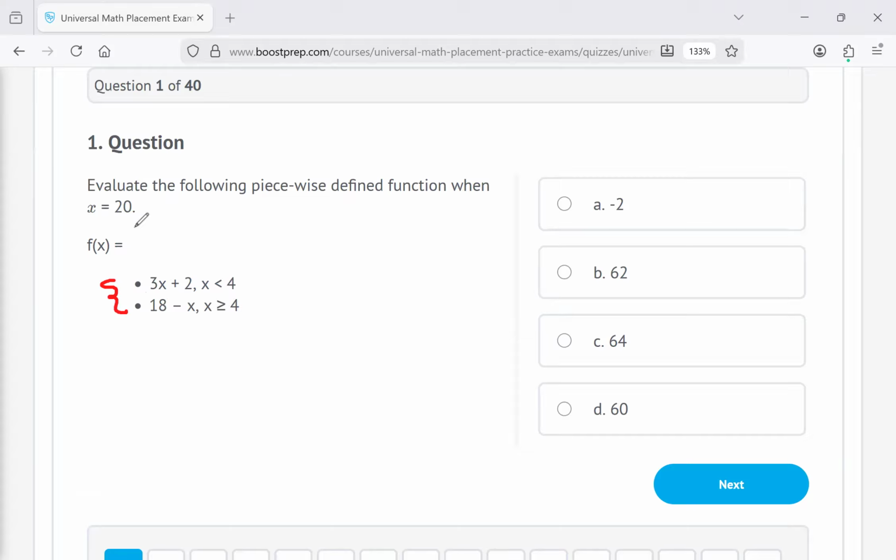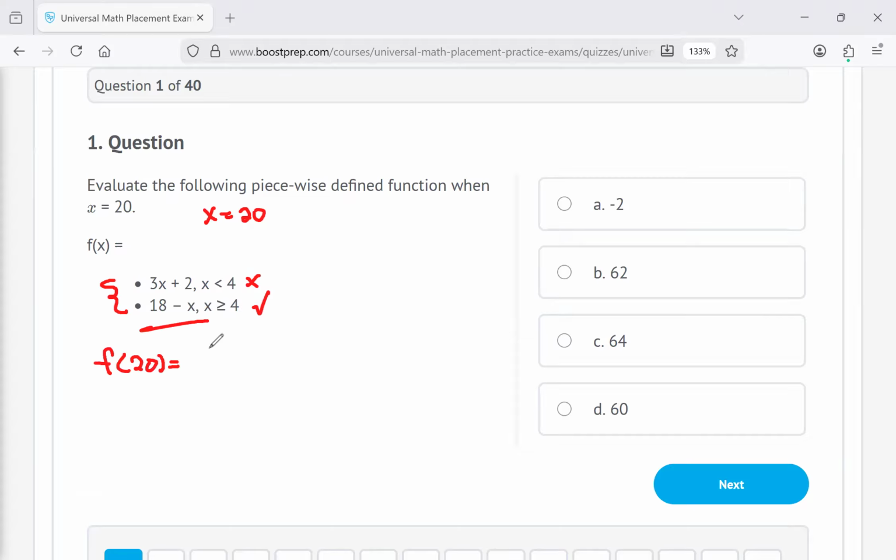So all we've got to do in piecewise is figure out which equation we put the x value into. They said that our x value is exactly 20. Can we put it in the first one? Well, the domain said x is less than 4. Is 20 less than 4? No. What about the second one, 18 minus x, where x is greater than or equal to 4? Is 20 greater than or equal to 4? Yes. So we're going to put 20 into the second one.